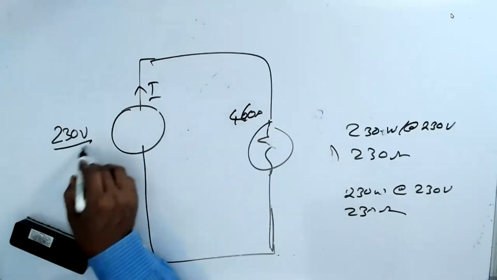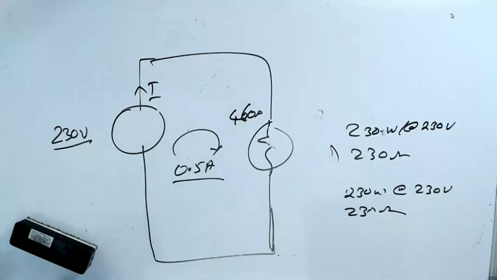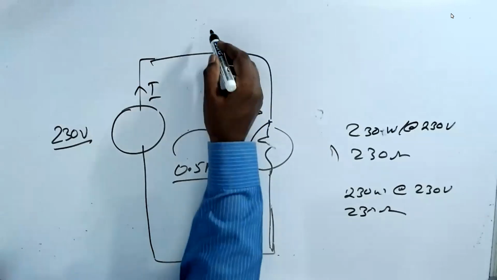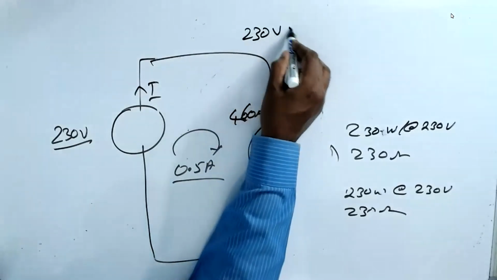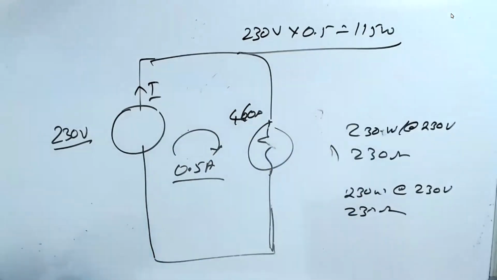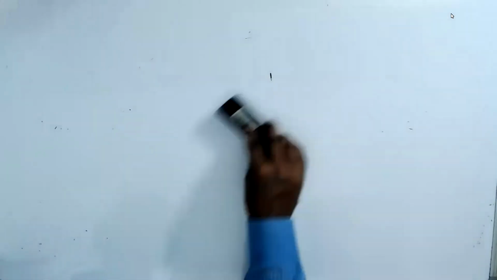We have 230 volt applied. So I is equal to 0.5 ampere. The power produced by the circuit is 230 volt into 0.5 ampere is equal to 115 watts, the total power. So understand that. If I ask you these questions, you need to be able to answer that.